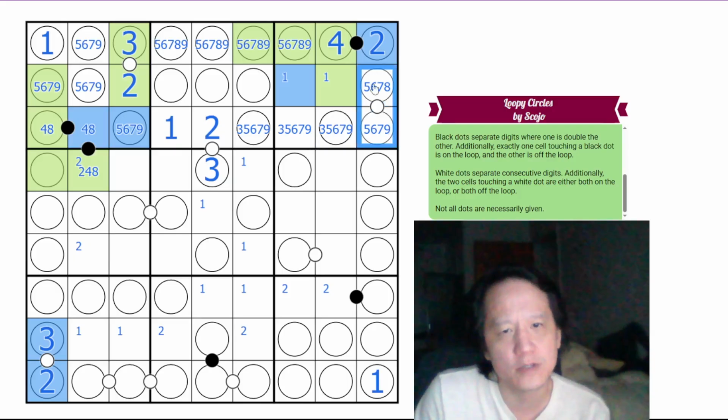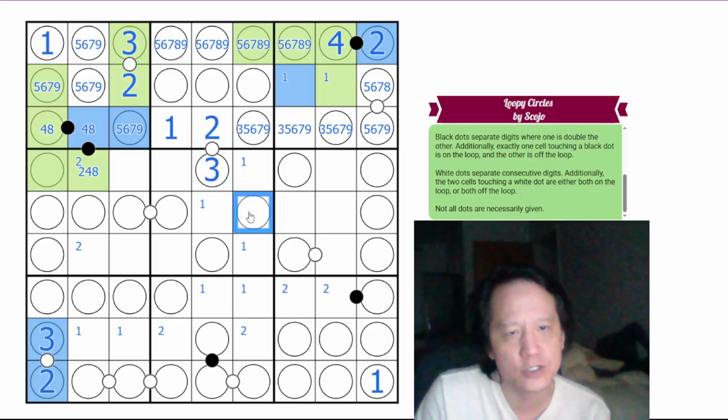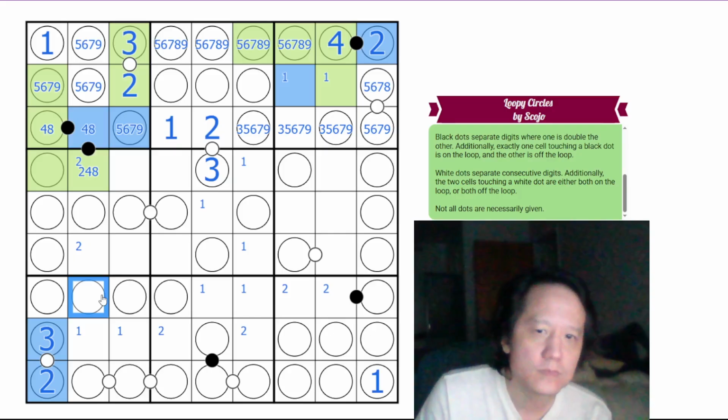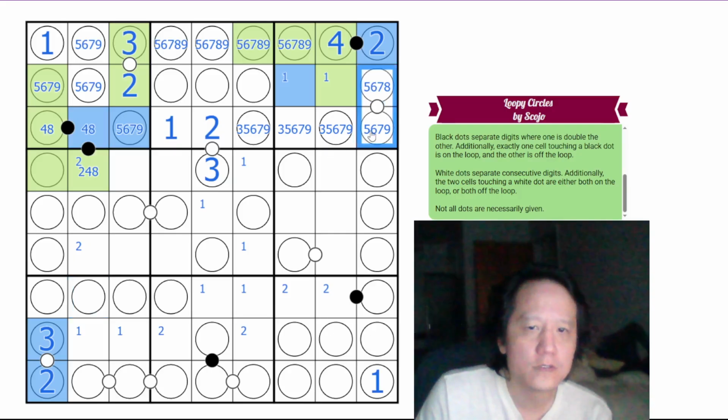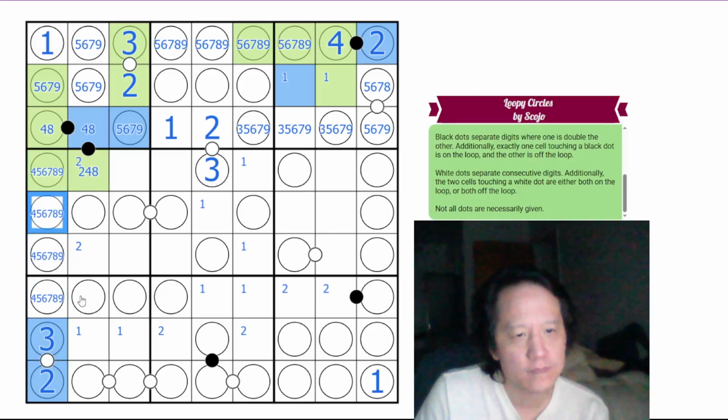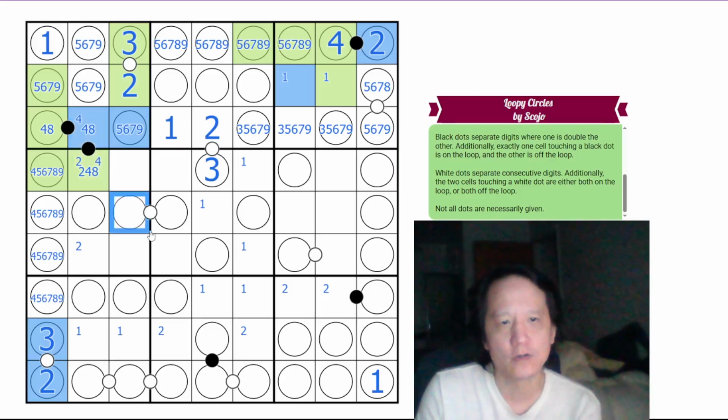These are both either on the loop or off the loop. We're not sure which. These could be both on the loop or off the loop. One of these two cells is on the loop. These digits are 4 through 9. Four is guaranteed to be one of these two digits here.